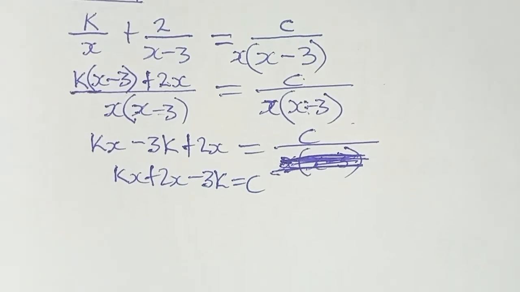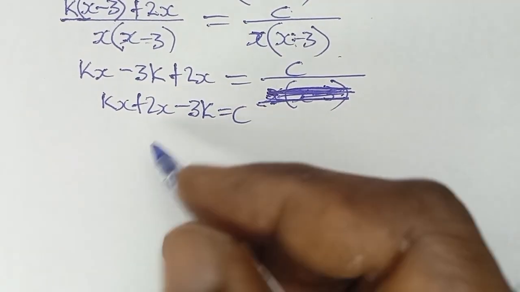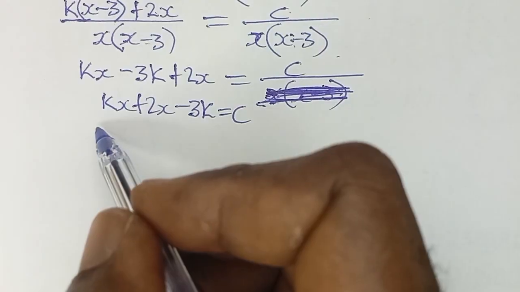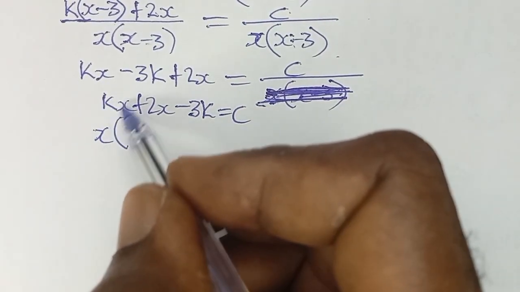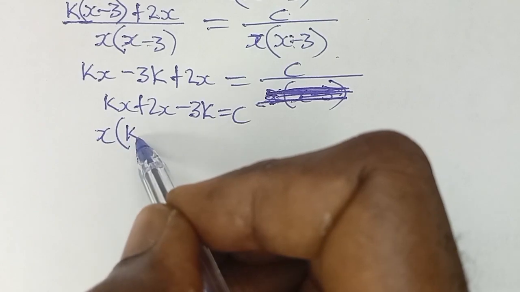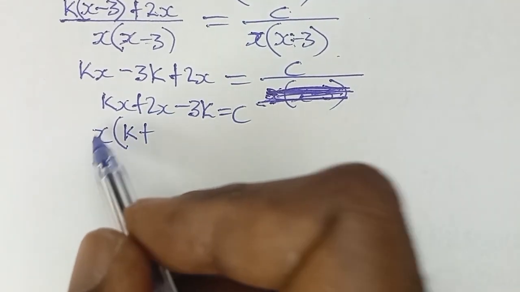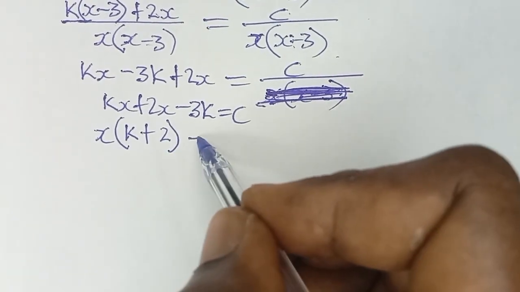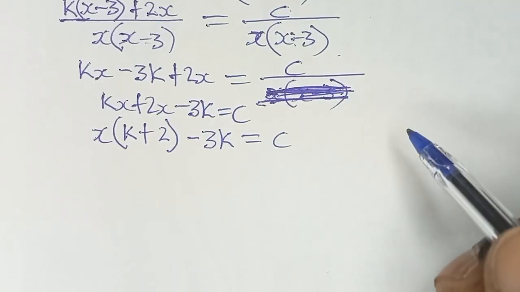So now, for me to simplify further, I'm going to simply take these two and factor them. What is common to these two is x. So I have x common. So kx divided by x will be left with k, and then plus 2x divided by x, the x will cancel x, will be left with 2. And then minus 3k is equal to c.